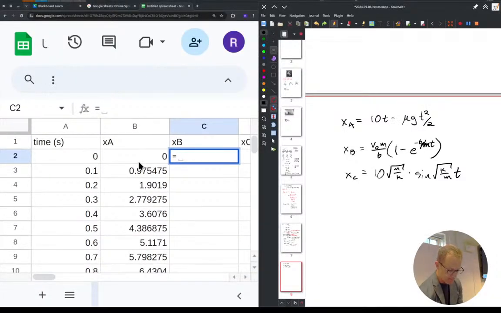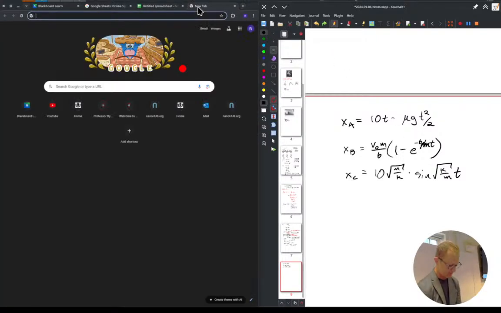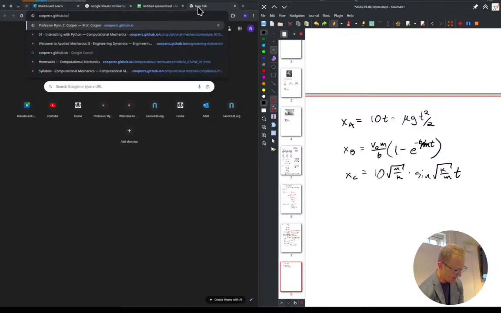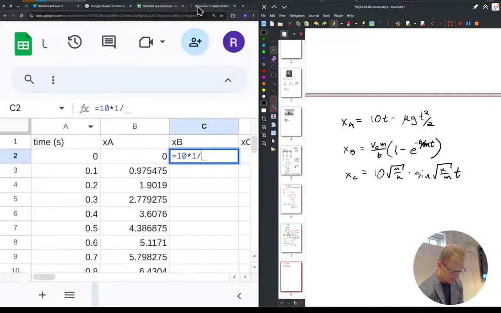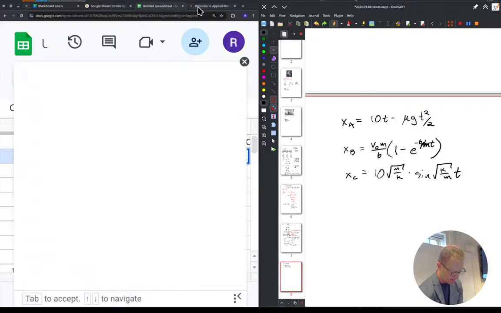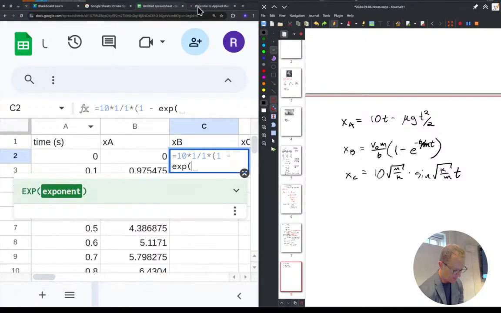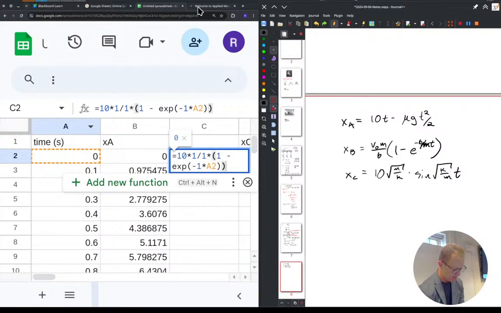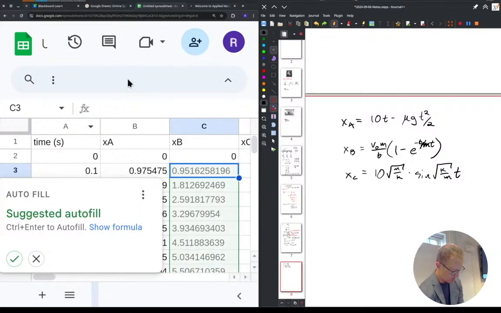And now this one's going to be V0, 10 times 1 kilogram over B. Is it 1? Over 1 times 1 minus, I think it's EXP, yeah, EXP of -1 times time. Sure, autofill.